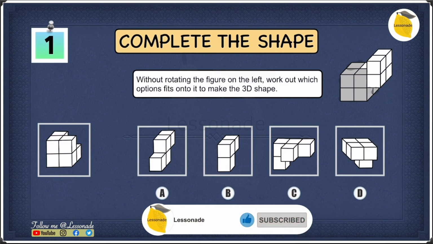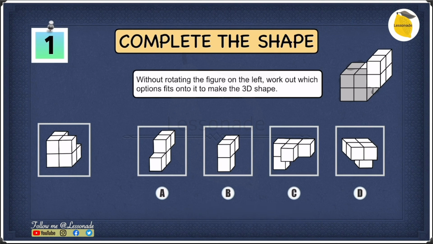Once you've done that, you're going to be left with a certain number of cubes. To be precise, we're left with 1, 2, 3, 4, and 5. We're left with 5 cubes. So because we're left with 5 cubes, our answer must also be 5 cubes. Because if you think about it, we need to find the answer by working out which option fits onto it to make the 3D shape. Which one of these options fits onto this shape to make the 3D shape.